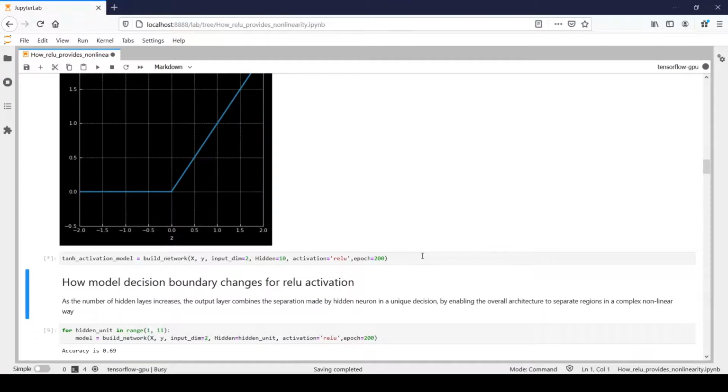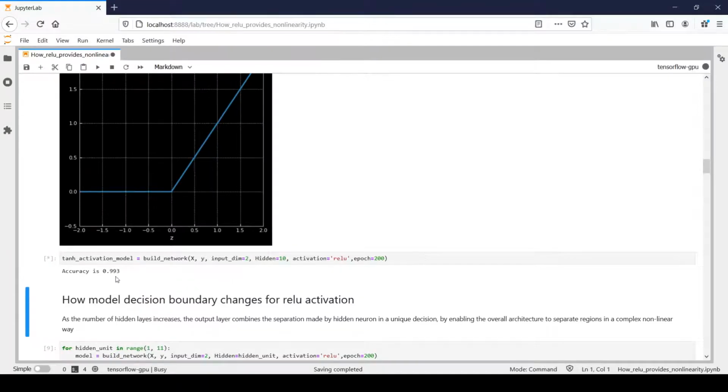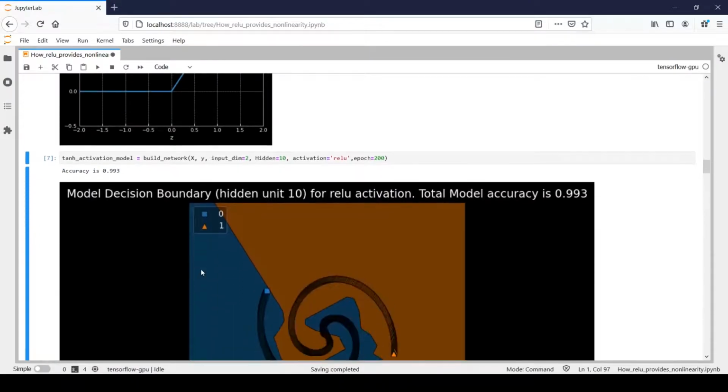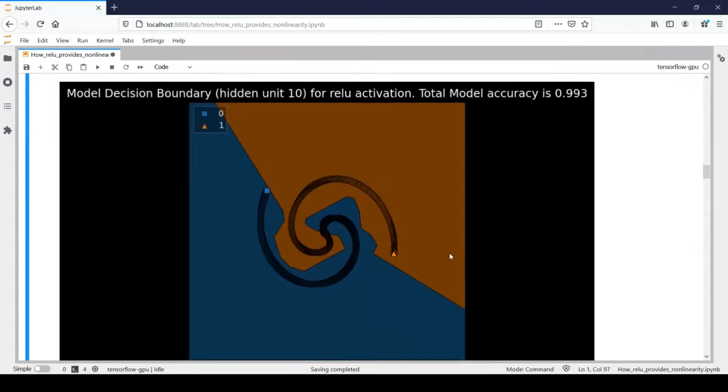So here you can see the impact of using the ReLU activation function within your neural network. Here you can see that the accuracy of the model is 99.30, right? And if you look at the model decision boundary carefully, you'll find it is able to identify the non-linear pattern within my data, and it is able to classify both the classes very clearly, right?